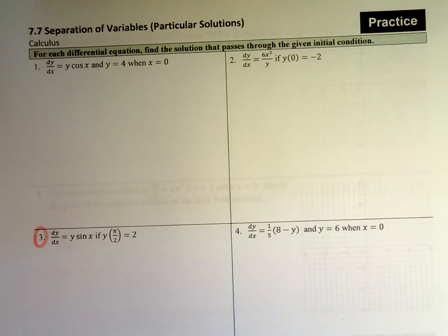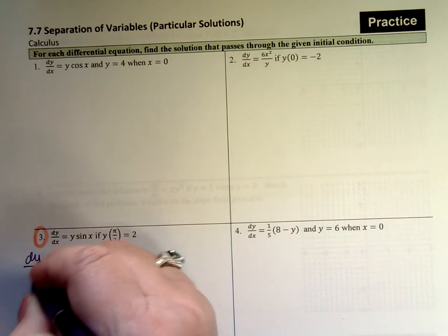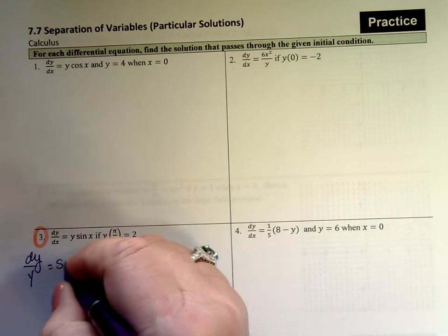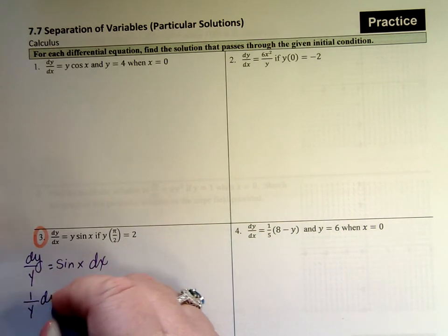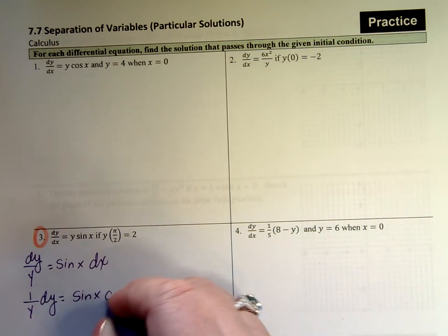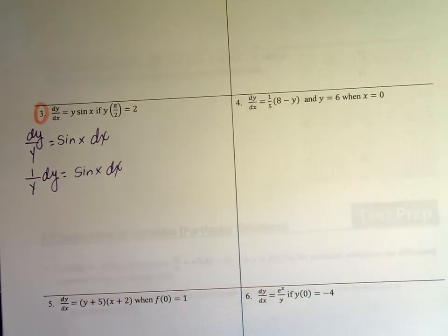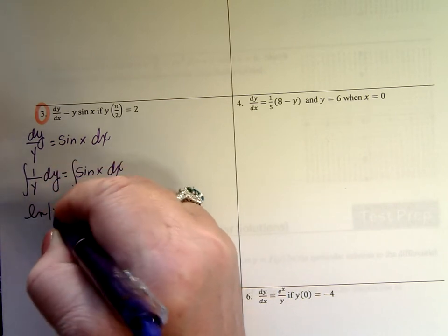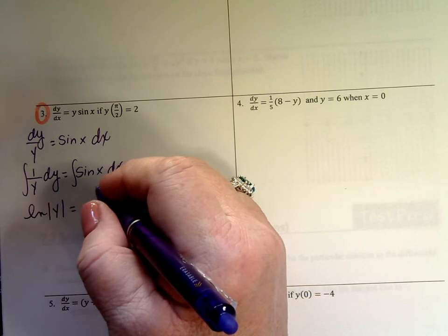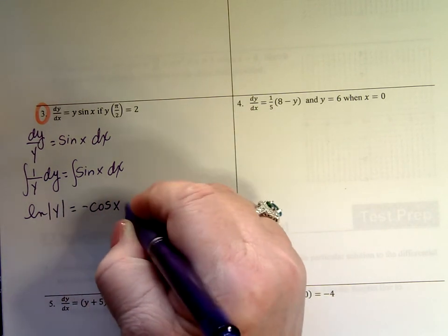All right, so I'm getting the x's on the right, y's on the left. That means I'm dividing by y. So dy over y equals sine of x dx, which means I'm setting it up to integrate. 1 over y dy is the sine of x dx. Okay, y's are on the left, x's are on the right. Integrate. 1 over y is the ln of y equals, and if I integrate sine, is it positive cosine or negative cosine? And you say negative cosine, plus c.